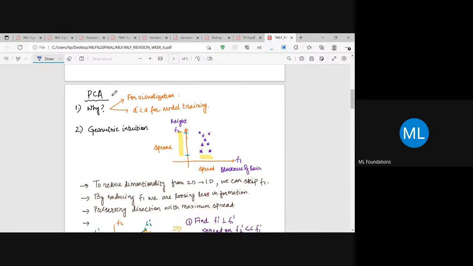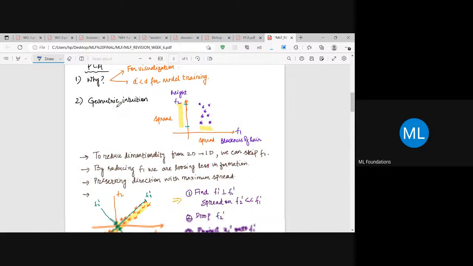With that method, you'll be able to visualize without losing much of the information. You'll be losing some information, but not much. So how will you do that? That will be through this method.